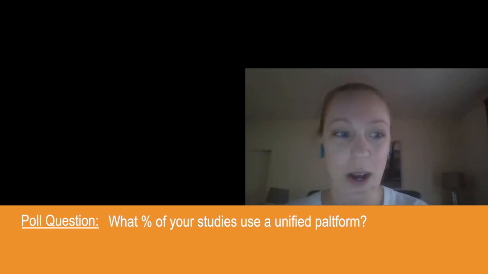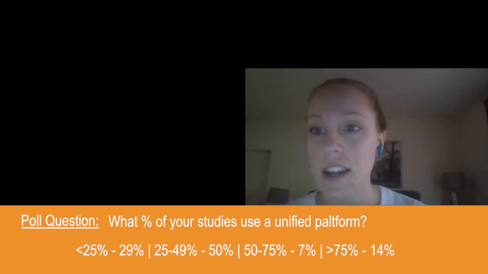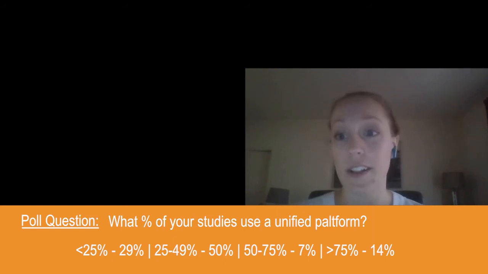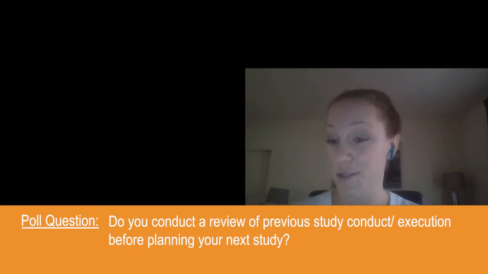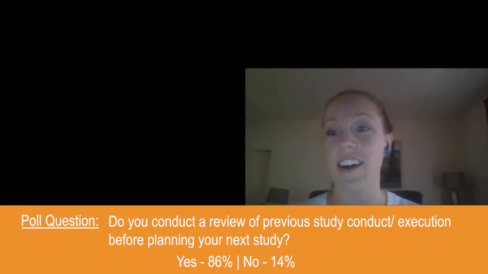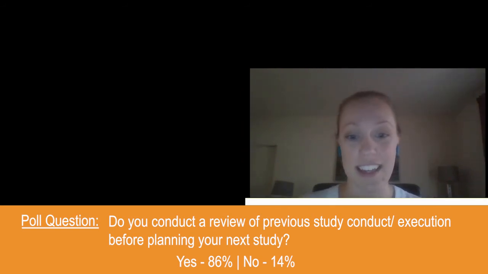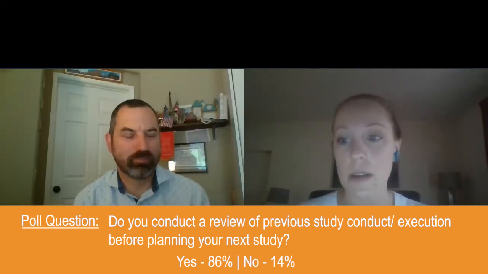We'll just take a note of where we're at now. So it looks like our highest percentage is the 25 to 49%. So it looks like quite a bit of the studies that are happening right now with all of you today are using a unified platform. And then it looks like all of you, at least those of you that have voted, are conducting that review of your previous study conduct execution before you switch over to your next study. So that is great. On that note, Brian, do you want to speak a little bit to maybe that second one? Yeah, very much.